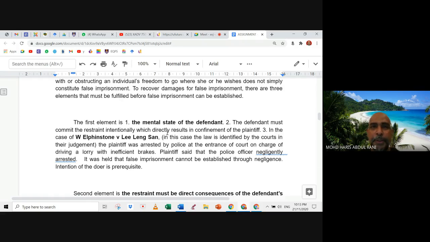Correct. Because you want to go into the nitty-gritty of that particular element, right? So what do you mean by social touching or touching by force? You know, it can be fine-tuned. So how this fine-tuning goes about is that you can find it in the particular case which you are citing.